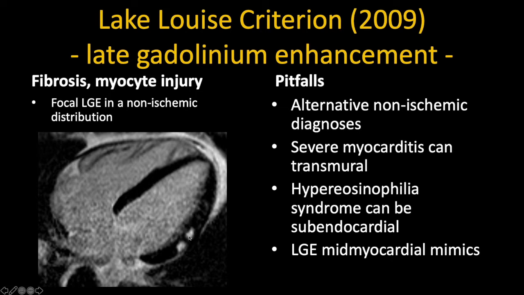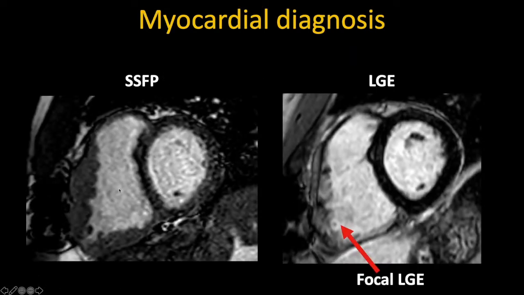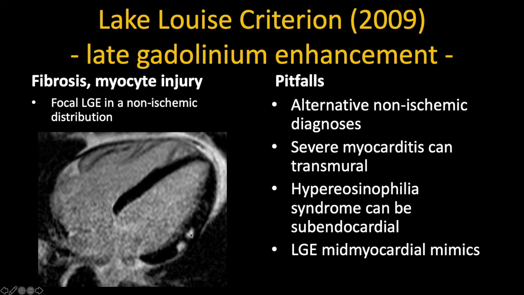Here's an example of a patient. Remember, it's always mid-myocardial or subepicardial enhancement. Here again, we have an example. I find the challenge with late gadolinium enhancement is that areas of enhancement often blend into the blood pool. Even here, you can imagine if this enhancement were sitting on the endocardial surface, it approaches that of just the blood pool.